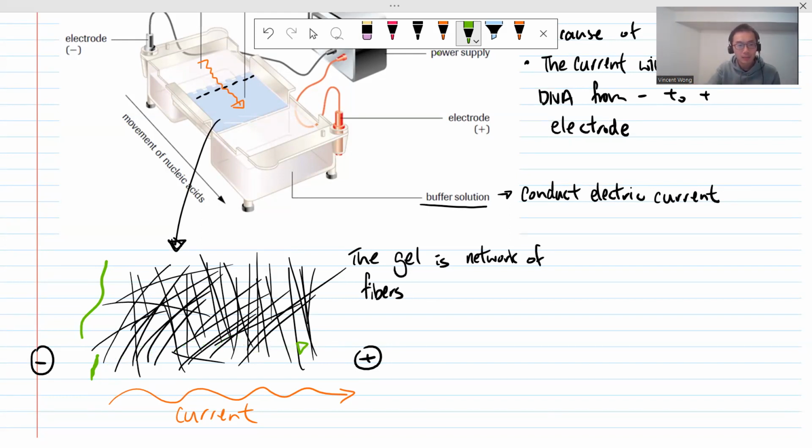On the other hand, this one is really long. So the current is pushing it, but it's not really going very far. It's getting tangled up in this network, and it's not going to be able to migrate as far down. So that's the theory. That's the principle behind the gel.